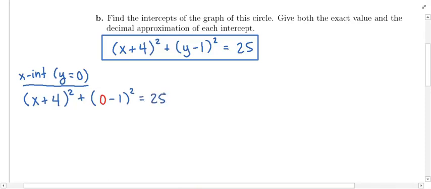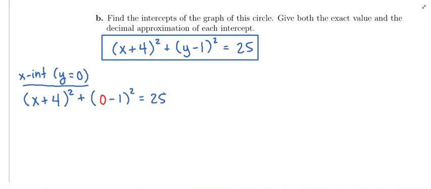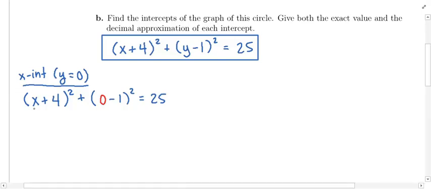Okay, so we've made our substitution. We've plugged in y equals 0. Now we need to solve this for x. And this is a pretty complicated equation. The x is right here. It's trapped in parentheses, and that quantity is squared.